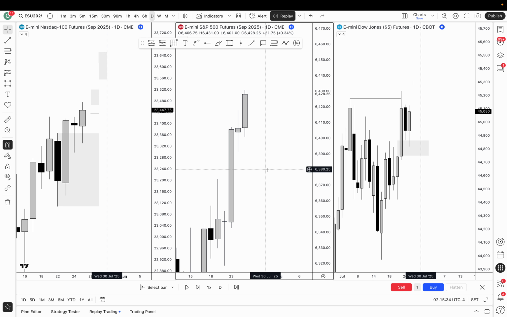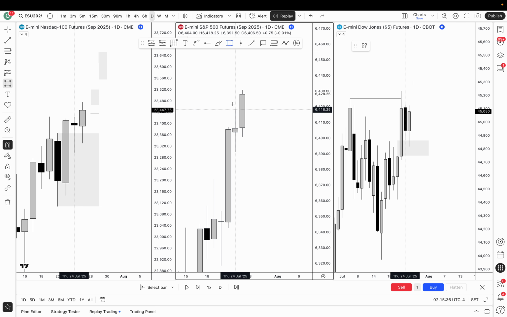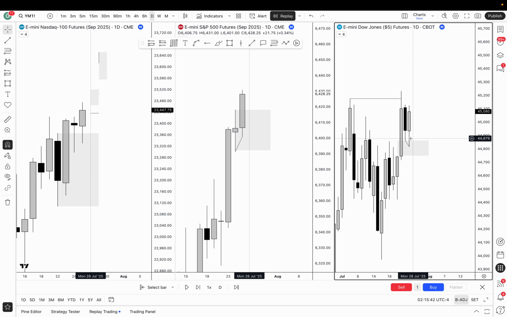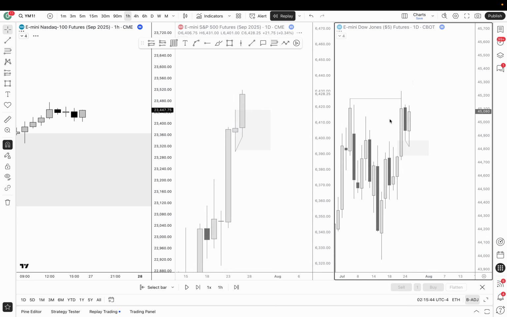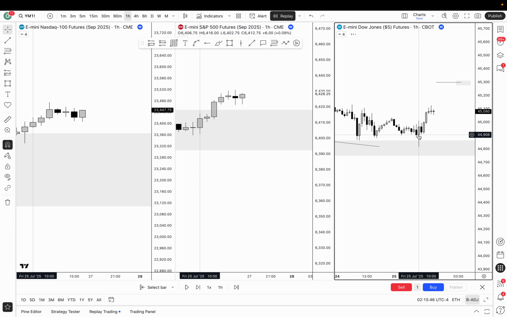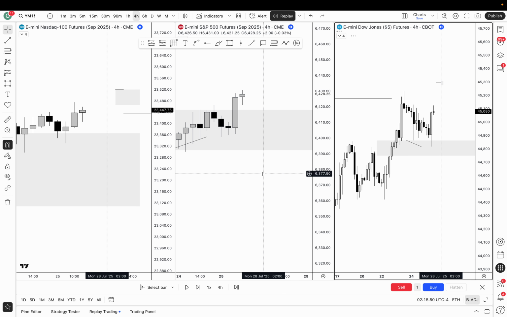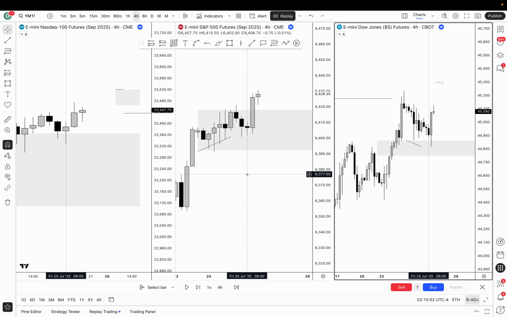So here is a continuation PSP. Why? Because here you have a PSP. Here you have an SMT with that previous candle's low, right? Where YM actually reverses off that low. As we can see, 10 a.m. reversal off of that low. And yeah, that is just a really good example there.